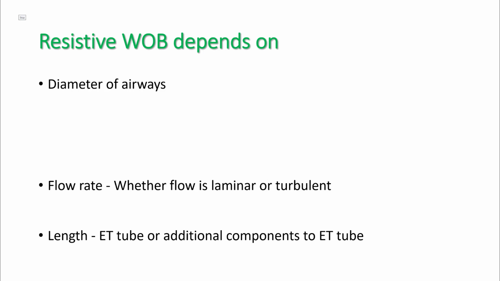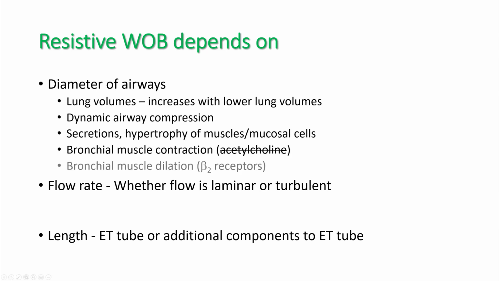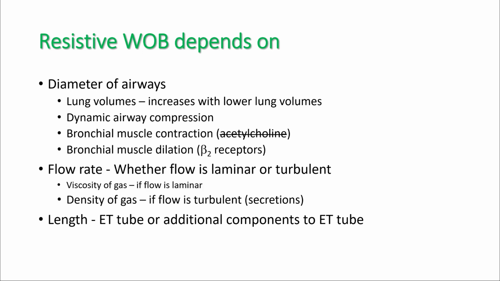The resistive work of breathing depends upon the diameter of airways, flow rate, and the length of the circuit. The diameter of the airways depends upon the lung volumes, whether you have dynamic airway compression, secretions in the airways, hypertrophy of muscles and mucosal cells. We know that acetylcholine causes contraction of the bronchial muscles and beta-2 receptors cause bronchodilation. Resistive work of breathing depends on whether flow is laminar or turbulent, and these depend upon viscosity and density of the gas, depending on if the flow is laminar or turbulent.